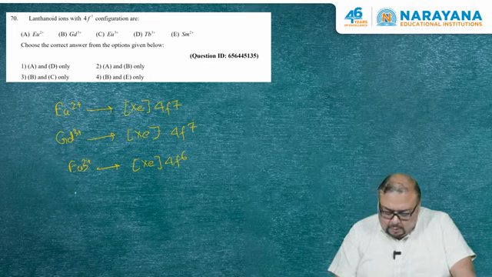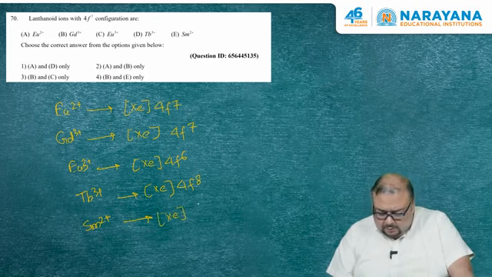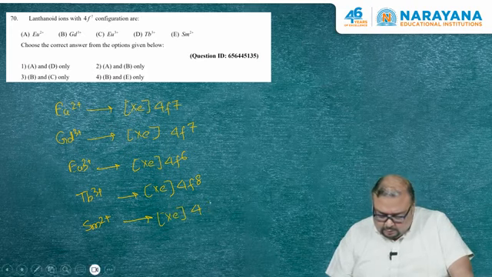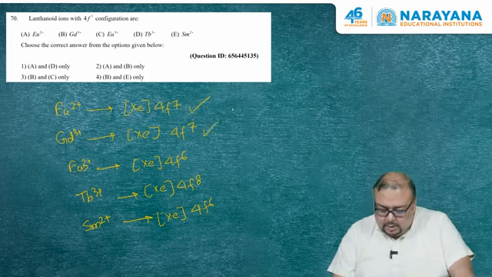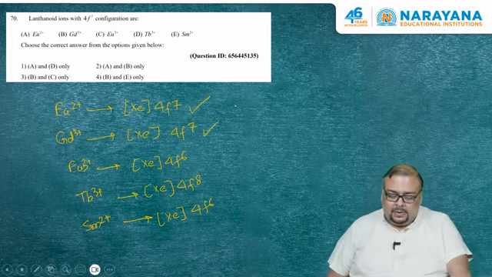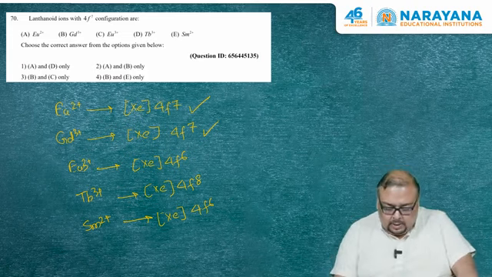For Tb3+, the configuration is xenon 4f8. And for Sm2+, the configuration is xenon and 4f6. So only Eu2+ and Gd3+ will be having 4f7 half-filled configurations. So the correct answer should be option A and B. So it is option 2.